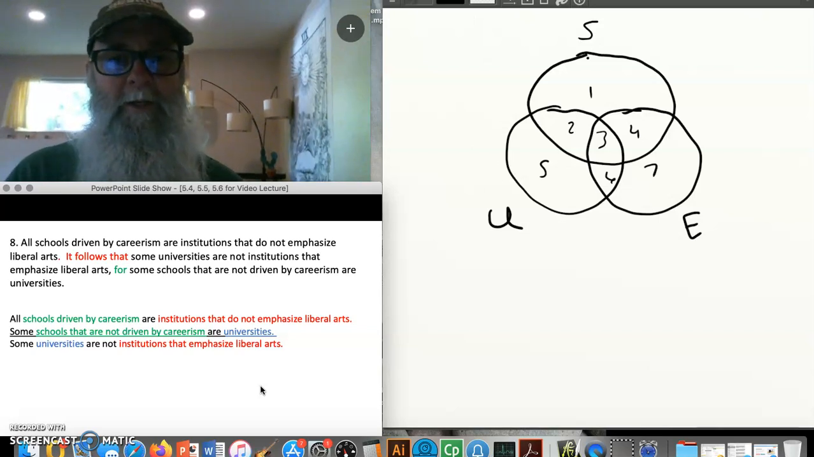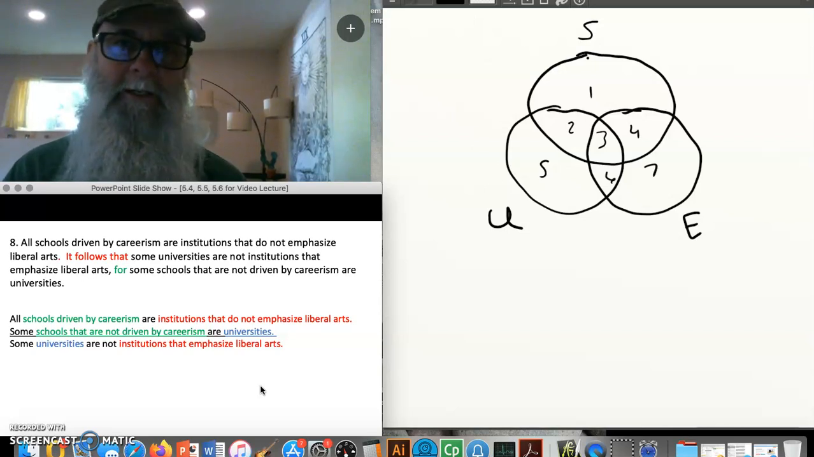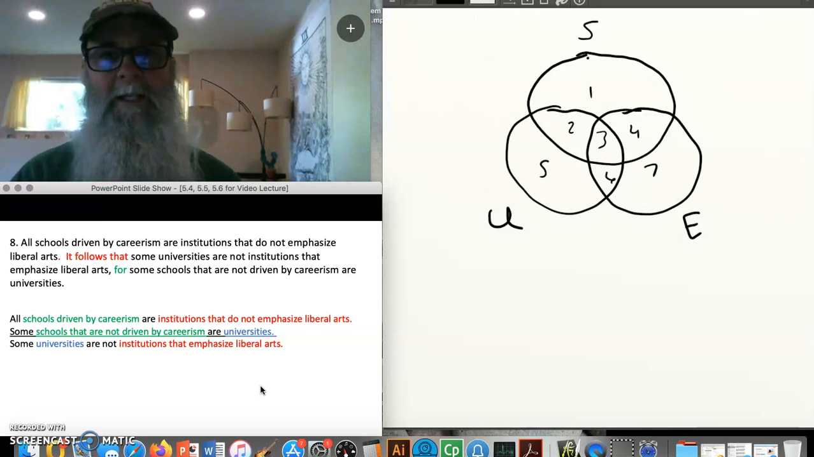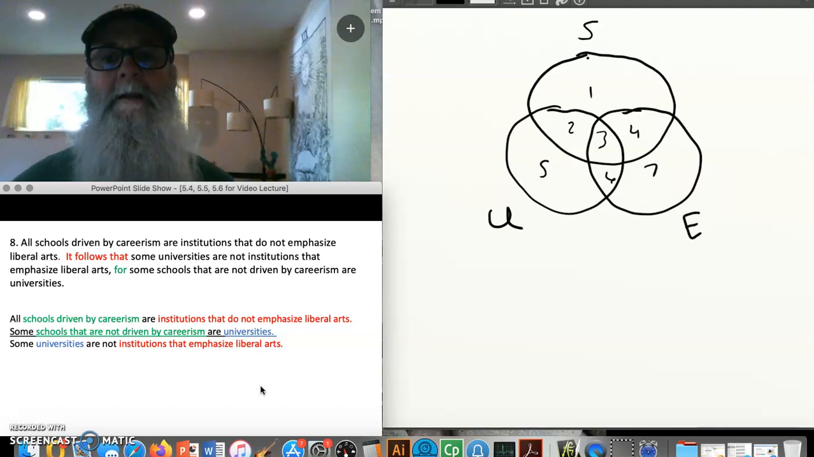In other words, schools driven by careerism is one term, and schools that are not driven by careerism is the term complement of that term. Schools that are not driven by careerism is kind of like non-schools driven by careerism. Okay, so that's my second term. And my third term is institutions that emphasize liberal arts. Now I recognize again, institutions that do not emphasize liberal arts is the term complement of that one.